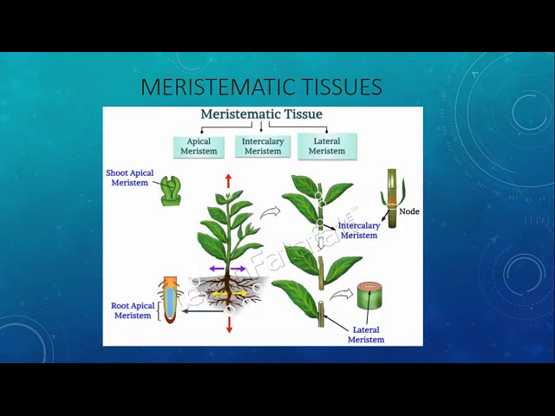Again, to revise, children, meristematic tissue, based on their location, is of three types: apical meristematic tissue, intercalary meristematic tissue, and lateral meristematic tissue. The first picture shows you the presence of shoot apical meristematic tissue and root apical meristematic tissue. Now, in the second, children, you can see the presence of intercalary meristematic tissue at the base of the leaf or at the nodes, and you can see here this pink coloring.